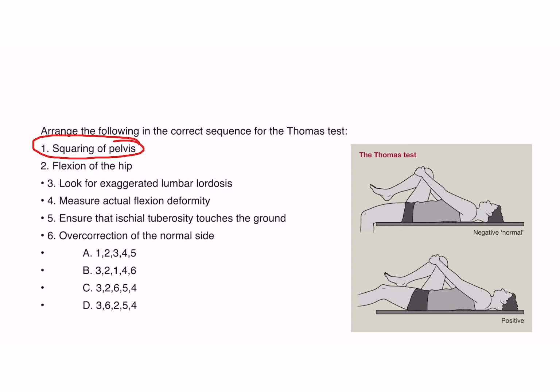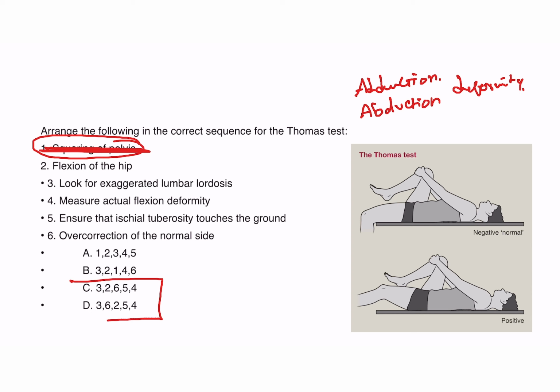Squaring of pelvis is before you try to assess an adduction or abduction deformity. For an adduction or abduction deformity, you need to square the pelvis. But a fixed flexion deformity is no way going to be altered because of you trying to square the pelvis. So it is very clear squaring of pelvis is not going to be in the sequence. So that now reduces my correct answer to be within C or D.